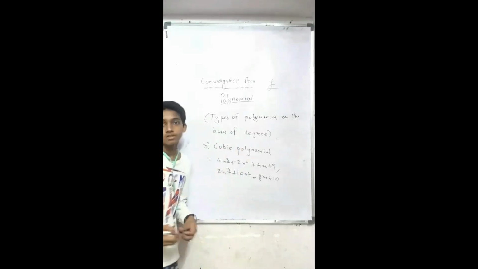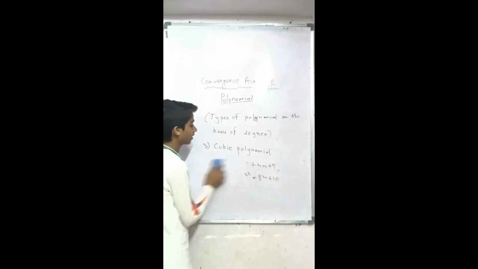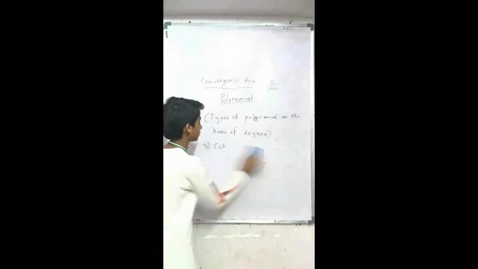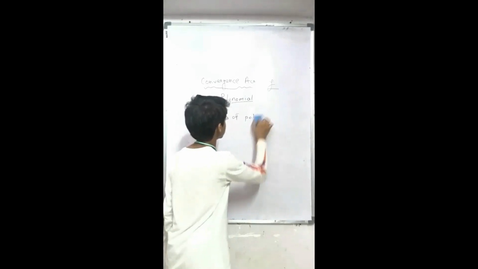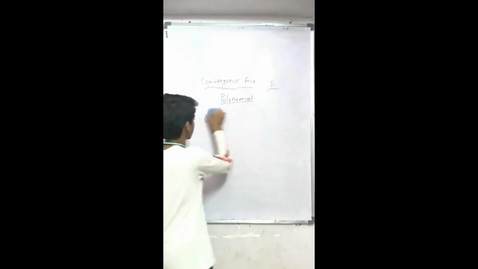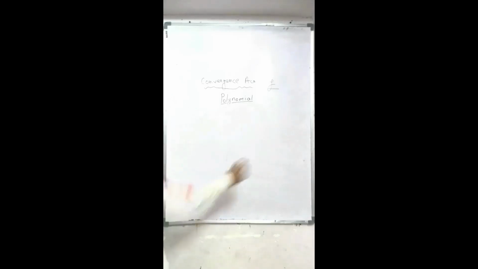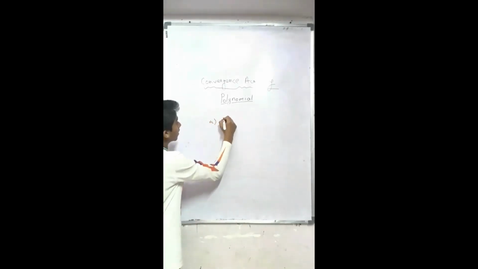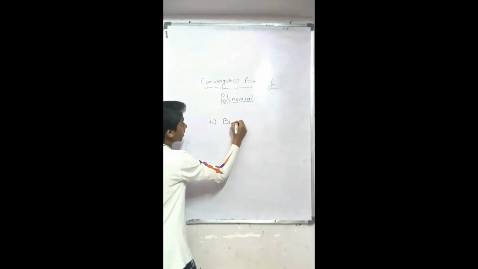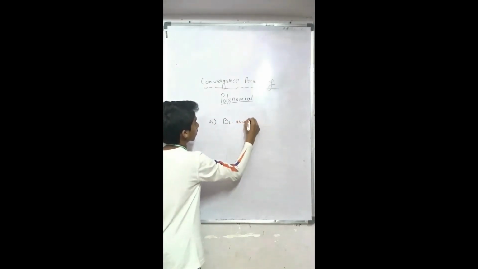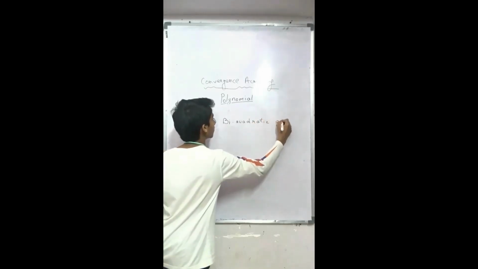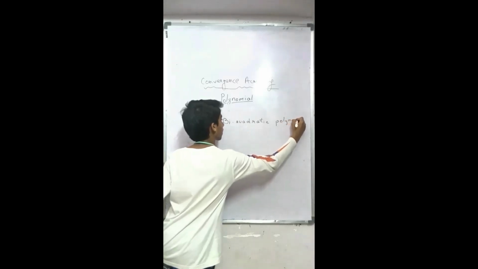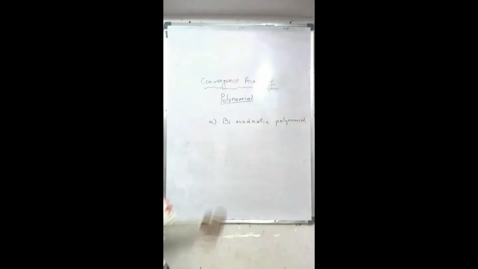Okay. So we'll move on to the next one. And one more is the biquadratic polynomial. Okay. So what is a biquadratic polynomial? The highest degree is 4.